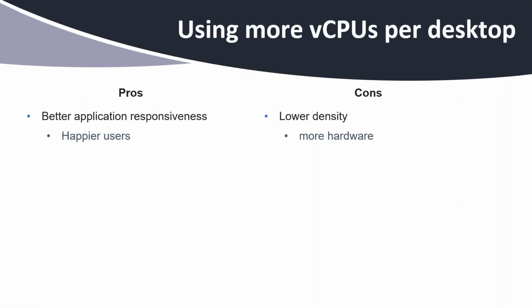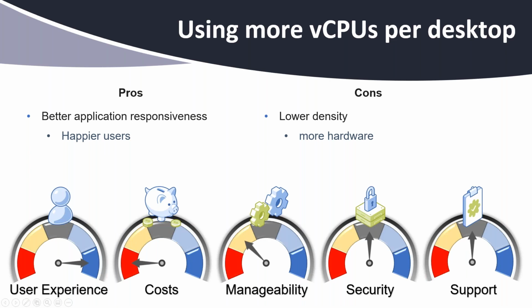So using more vCPUs per desktop, the pros: better application responsiveness, so happier users. But the con is that you have lower density and you need more hardware. So better user experience, but yeah, it costs more. But there's no difference in security and support, as we only change the number of vCPUs. But it's still a big gap in the user experience.